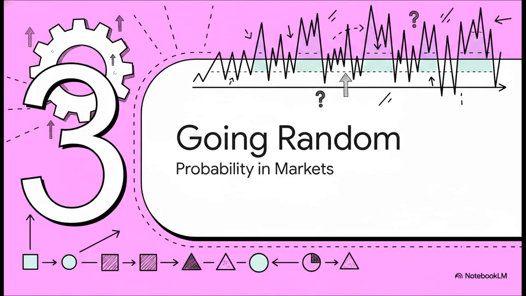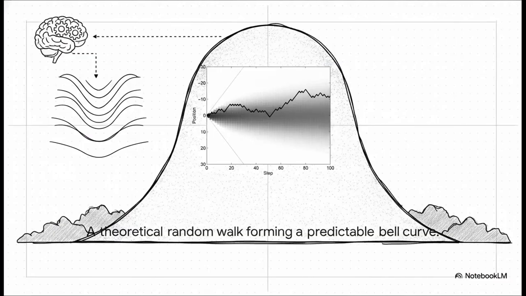Moving right along to Section 3, Going Random, Probability in Markets. This foundational assumption of pure rationality led to a really big idea, that price movements are just a predictable, calculated random walk. Take a look at this theoretical 100-step random walk charted out. See that smooth, gray shading in the background? It spreads out over time like a perfectly predictable plume of smoke.